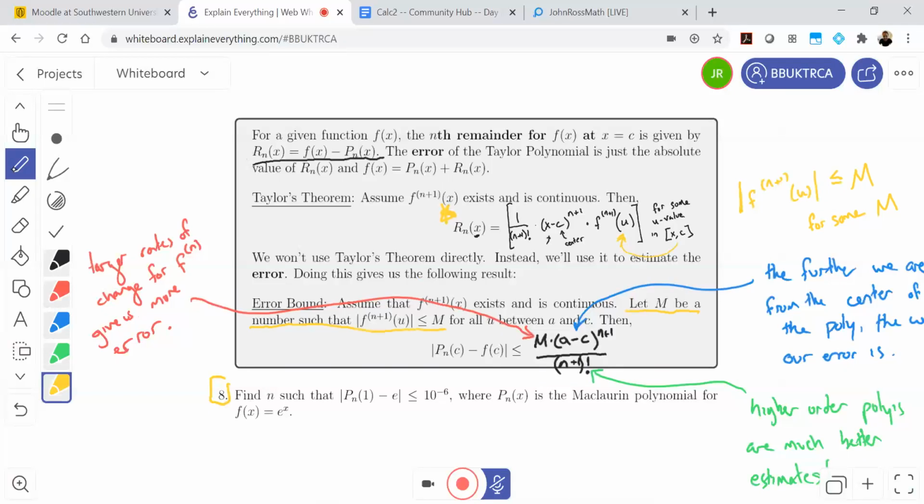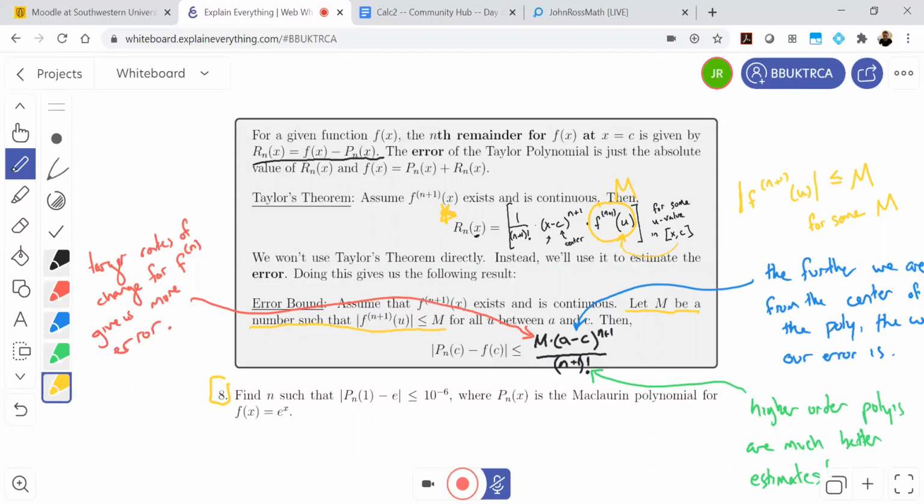And that means that the remainder, and therefore the error of this polynomial, is going to be bounded by the same expression, right? So 1 over n plus 1 factorial times the x minus c to the n plus 1 times, and then I'm just going to replace this piece with this upper bound M. And that's what gives us this formula down here.